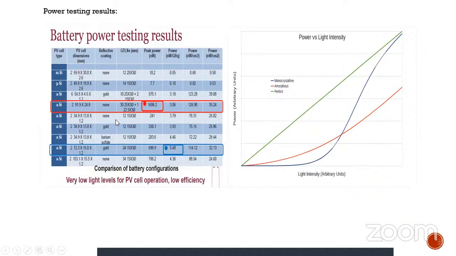So we can have all the results and we can choose from these power figures and have a look at what type of battery is more feasible to use. So this is the power versus light intensity graph. The green one is for a perfect nuclear cell. The red one is the one which uses the amorphous solar photovoltaic cell, and the blue one is for a monocrystalline solar cell.